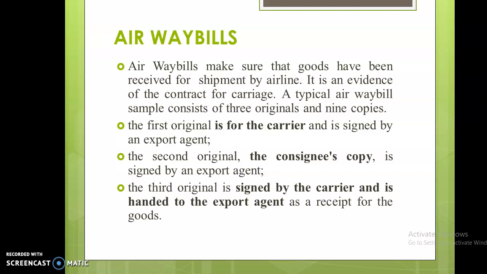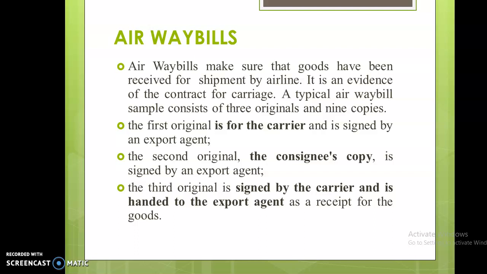What's the purpose of the 3 originals of the airway bill? One original is for the carrier, and it is signed by the export agent. The export agent will put the signature and it will be given to the carrier for carrying the items. The second original is the consignee's copy. Consignee means the importer, who is importing the products from abroad. The export agent will put the signature, and this original will be given to the consignee. And the third original is signed by the carrier and handed over to the export agent. The carrier will put the signature on this and give it to the export agent.